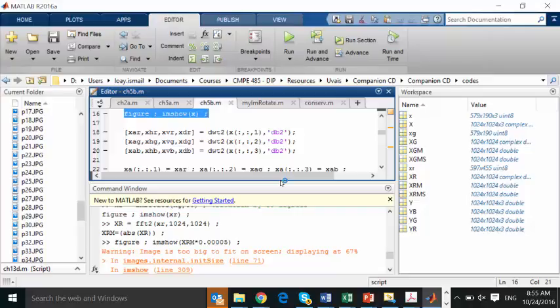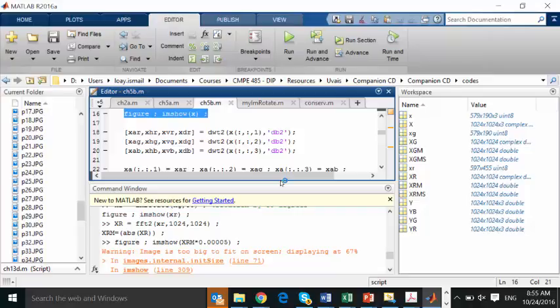Take care of these dimensions here. X, the original dimension, is what? 579 by 190 by 3. But if I have these values, what do you think about the dimension of XAR, for example? It will be divided by 2 with respect to the rows and columns, and it will be 1 layer.